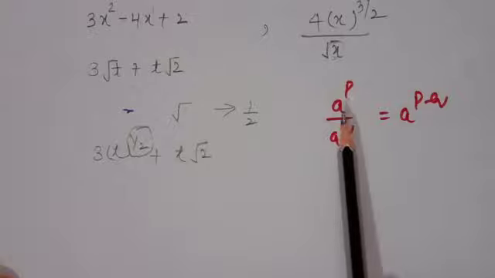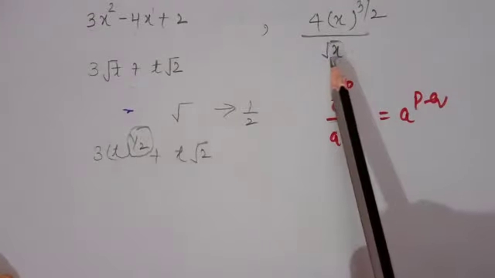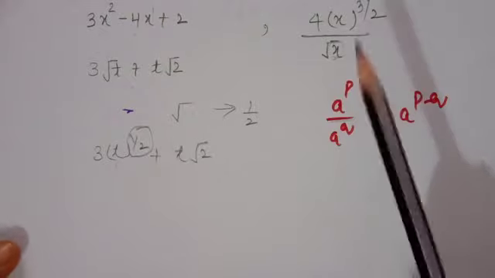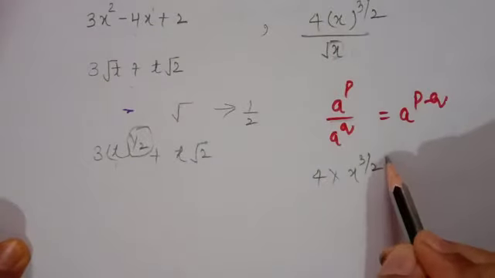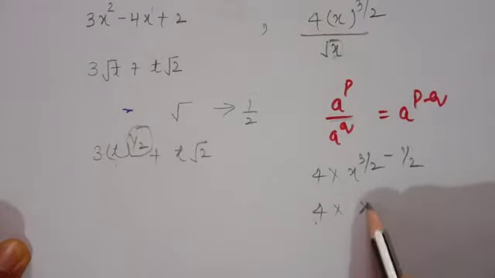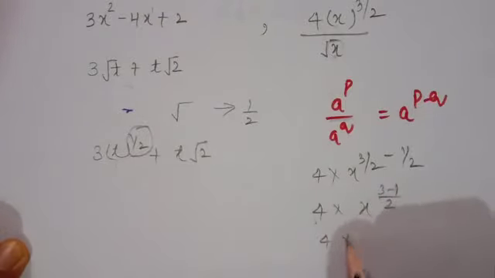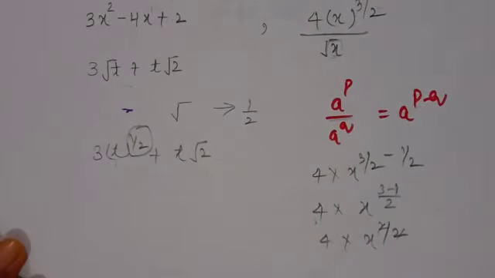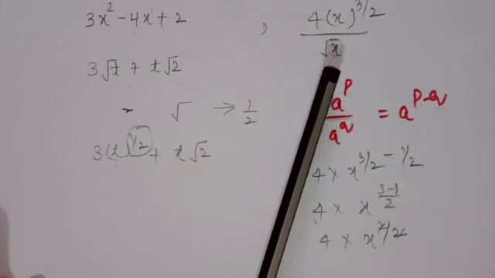What is the law of exponents? a raised to the power p divided by a raised to the power q. When the base is the same, the powers are different and there is a division operation, the powers will be subtracted. So when we subtract this power from this power, it means 4 multiplied by x raised to the power 3 by 2 minus 1 by 2. We will take the LCM here. So it becomes 4 into x raised to the power 2 upon 2. It means x raised to the power 1. Now it proves that this is a polynomial with a whole number power.